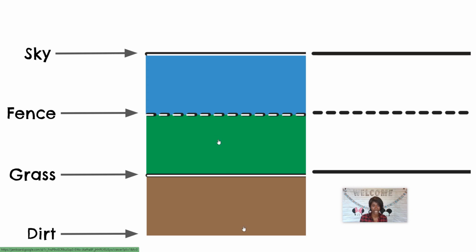Down here in the grass is typically where we're going to have the bottom part of our uppercase letters. We're usually going to have most of our lowercase letters here. And then here in the dirt is where I call it the tail. Some letters have tails, and the tails are going to go down into the dirt. So this is sky, fence, grass, dirt.